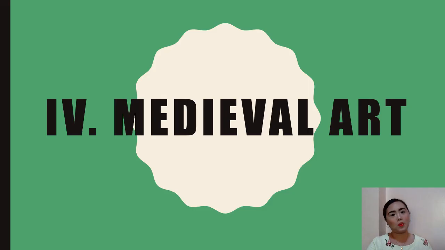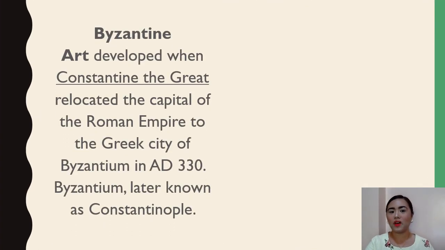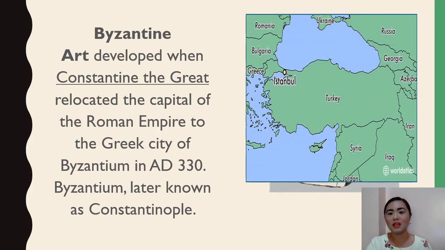The fourth period in Western art, we have medieval art. Medieval art concentrates on Byzantine art from circa 330 to circa 450. Byzantine art developed when Constantine the Great transferred or relocated the capital of the Roman Empire to the Greek city of Byzantium in AD 330. Byzantium later became known as Constantinople. Now, the city of Constantinople is currently the city of Istanbul in Turkey.